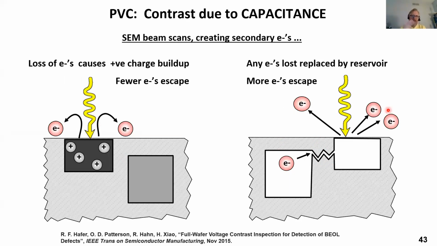Now the SEM beam scans, creating secondary electrons wherever it goes. On the side without the defect, the initial loss of secondaries causes a positive charge buildup, and therefore subsequently fewer electrons escape, and therefore it is dark. Whereas on the shorted side, any electrons lost are replaced by the reservoir. More electrons escape, and therefore it's brighter. So the bright to dark contrast can highlight defects. And this is actually a technique that's widely used in industry today in full wafer voltage contrast inspection.